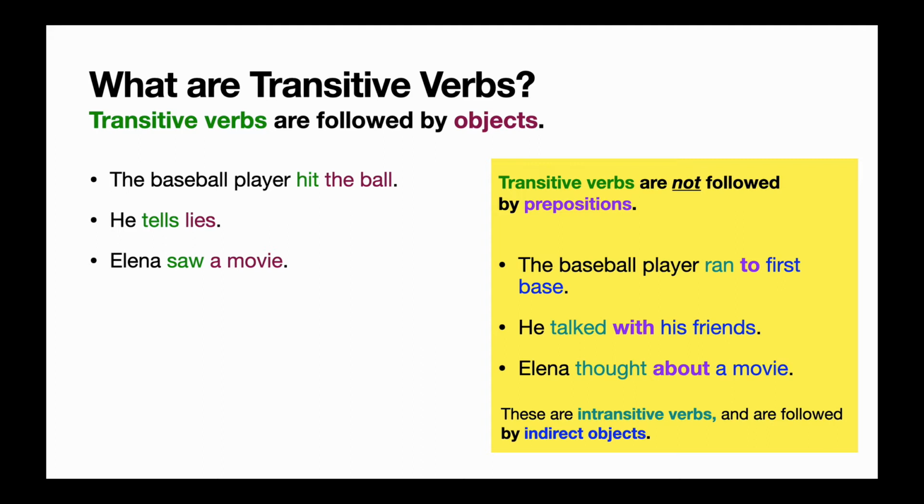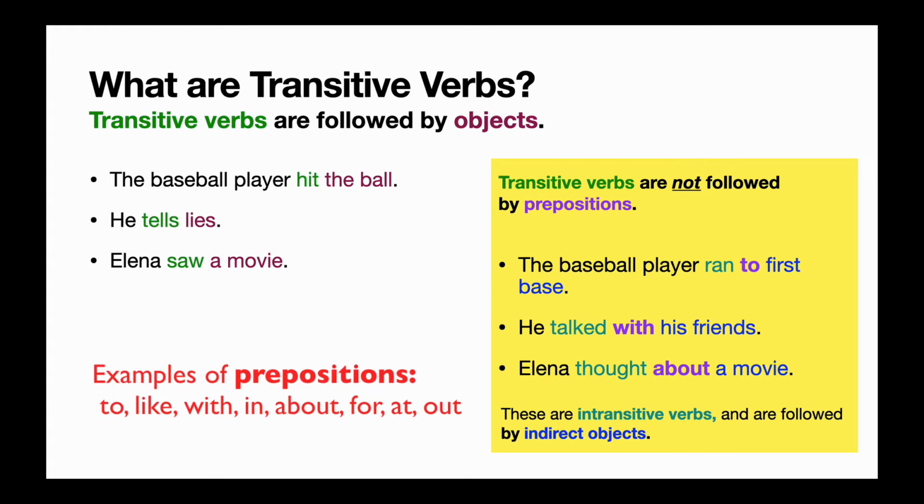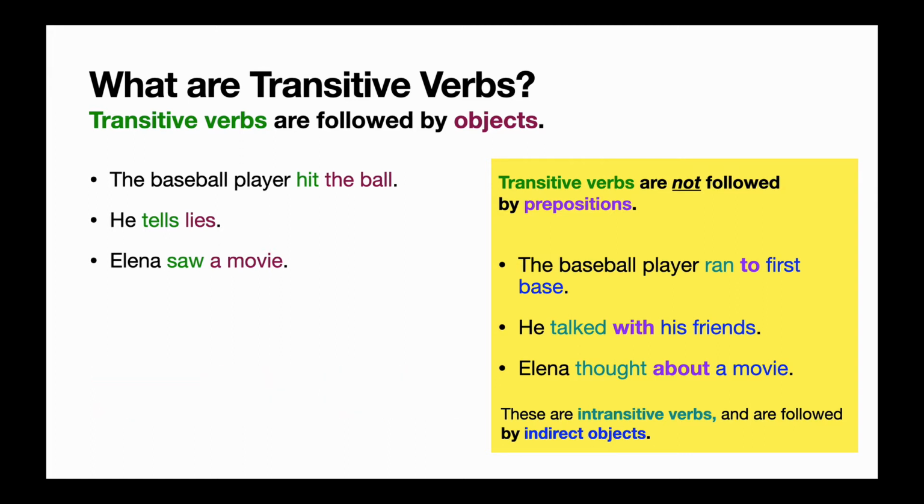In these three sentences in the yellow box, we see verbs and we see objects, but between the verb and the object, we see prepositions in purple. Prepositions, remember, are short words that describe relationships to words. Some prepositions are to, like, with, in, about, for, at, out, words like that. In the first sentence, the baseball player ran to first base. Even though there's a verb followed by an object, first base, there's a preposition in between them, to. So first base is actually not a direct object, it's an indirect object.